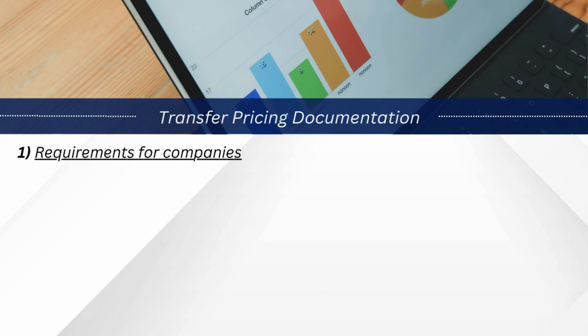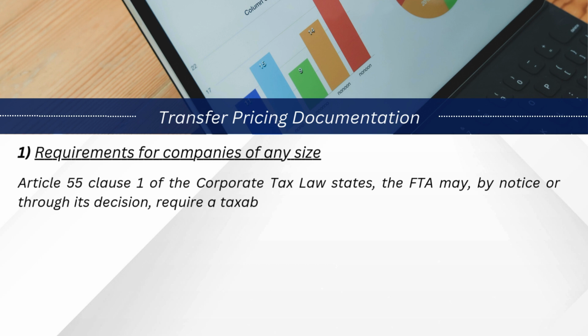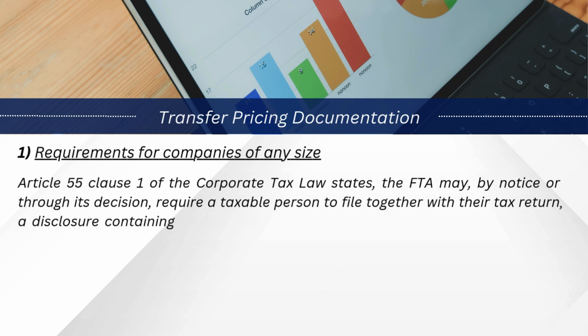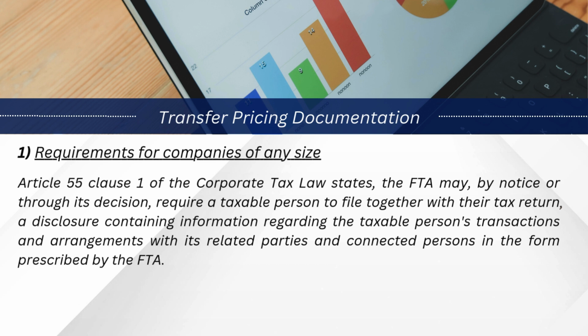Requirements for companies of any size. Article 55 Clause 1 of the Corporate Tax Law states, the FTA may, by notice or through its decision, require a taxable person to file together with their tax return, a disclosure containing information regarding the taxable person's transactions and arrangements with its related parties and connected persons in the form prescribed by the FTA.